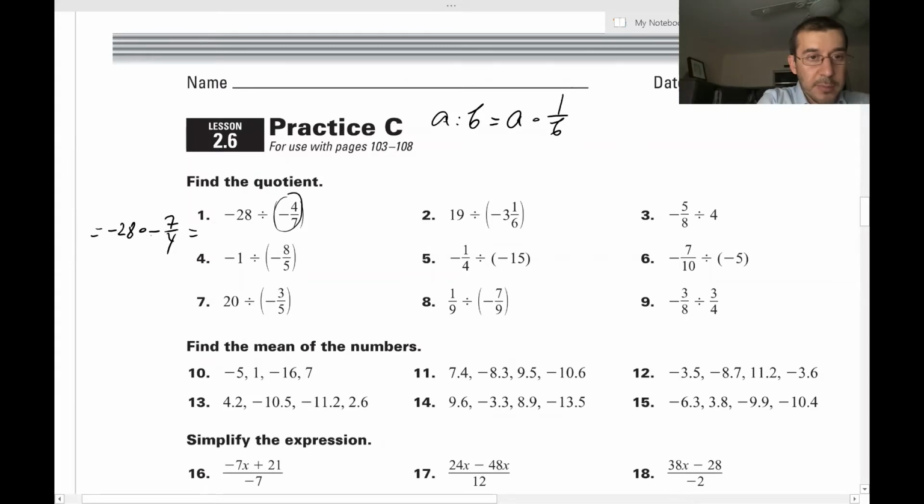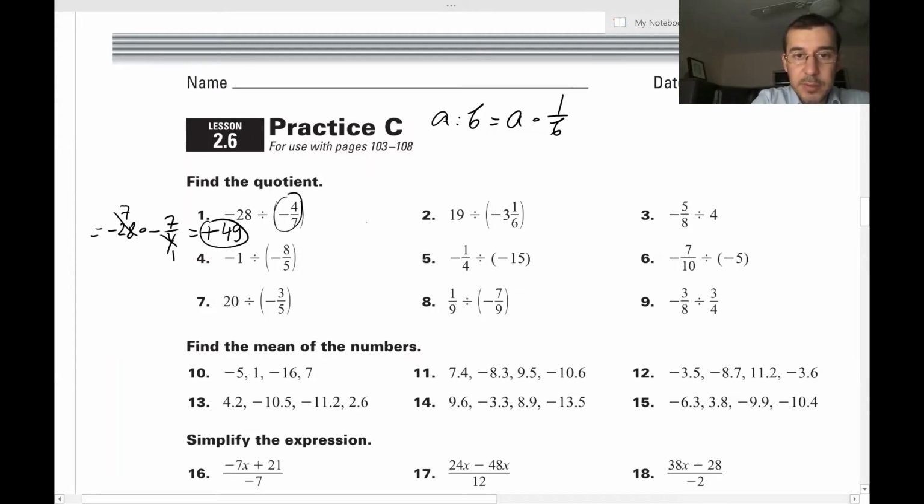So minus times minus is plus, and then 28 and 4 cancel out by 4. 1 here, 7 here, 7 times 4 is 28. So we end up with 7 times 7, which is 49. So plus 49.